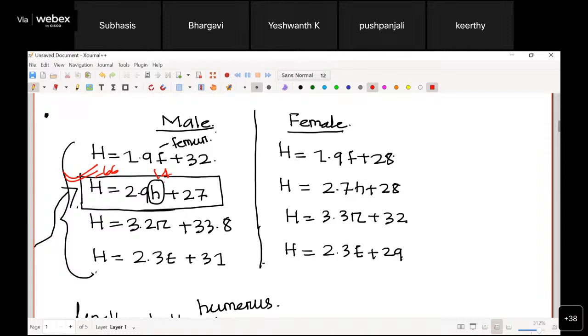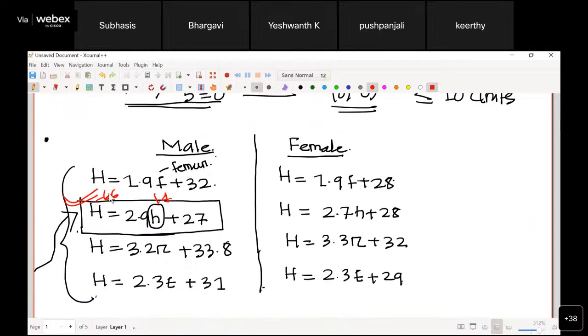Then you are getting the error in the bone. If you substitute the value of capital H, you will get the value of small h, right? Yes, sir. But small h doesn't represent the height of the male. It represents the length of the bone.